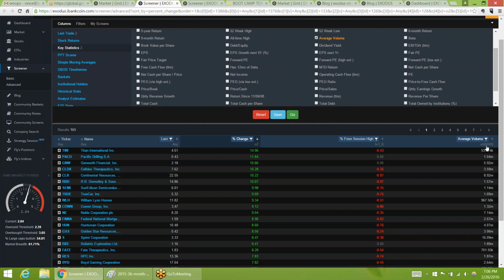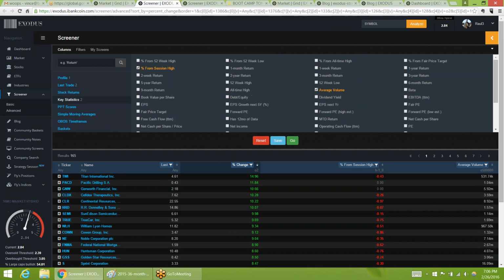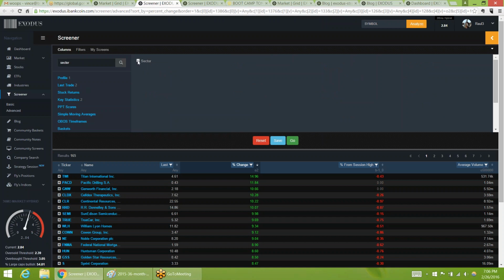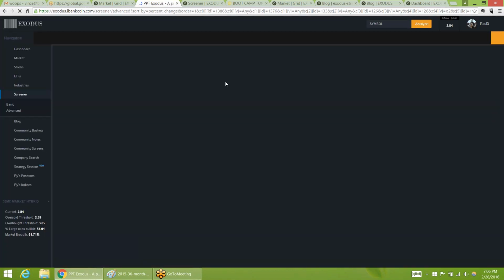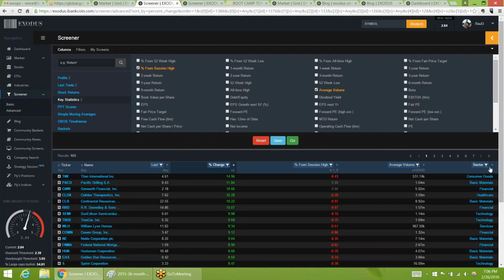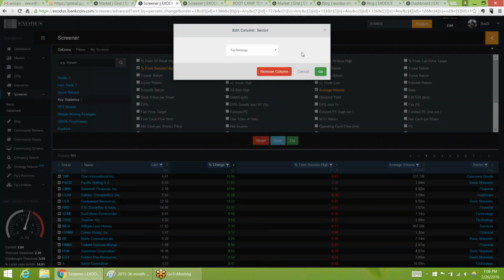And there's also a filter here for average volume over 500,000 shares. But what I want to do is add in the sector so that I can just look for the stocks that are in the tech sector. Since it's performed the best over the last 2 weeks, it would make sense that these could continue to outperform. If we continue rallying, these would be picks that would make bigger moves than some of the other stuff.